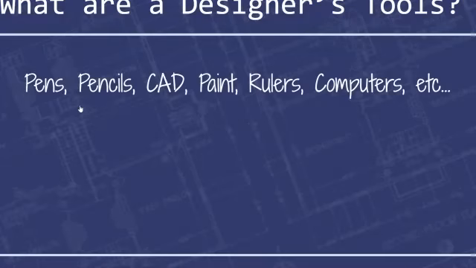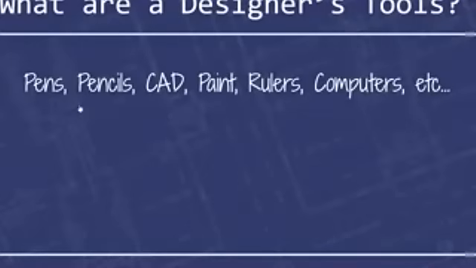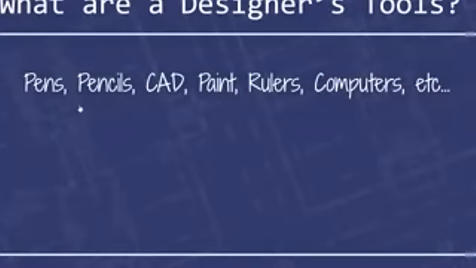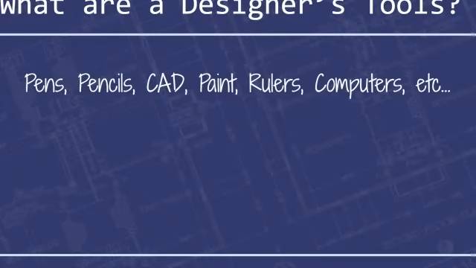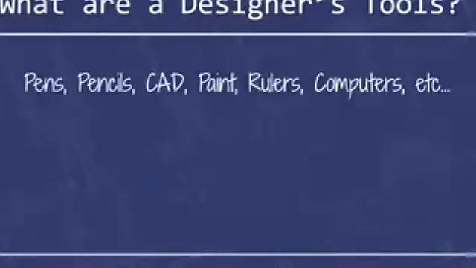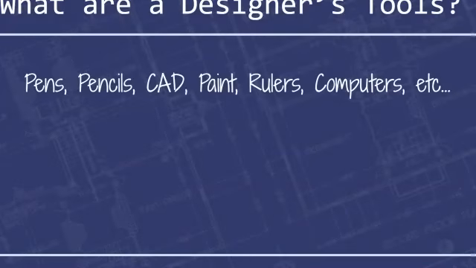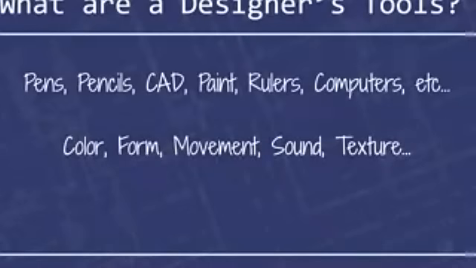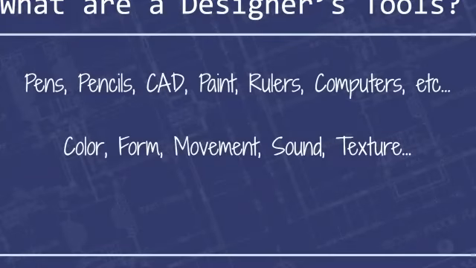So we'll start with some of the obvious things: pens, pencils, CAD programs, paint, rulers, computers, that sort of thing. The things you think of when you think of design. When you look at the background of our Google image here, you've got the blueprints, and costume designers frequently will paint renderings and that sort of thing. But there's also color, form, movement, sound, and texture. Those are all tools that we use as designers to build the world.